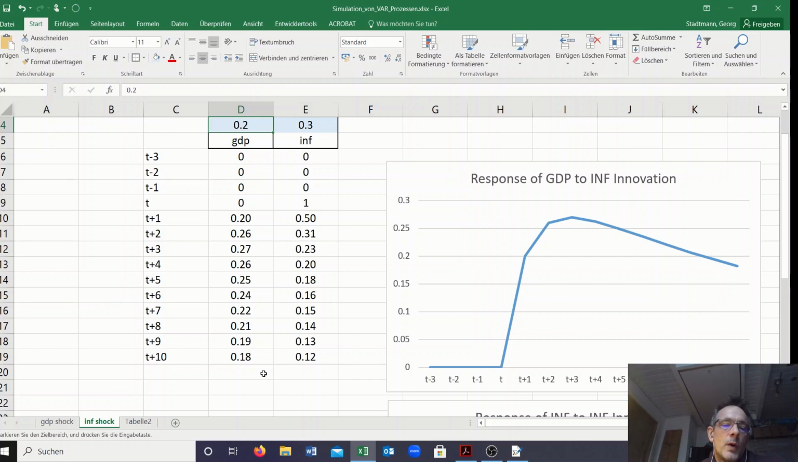So when we are done with scenario A, it's very easy to also simulate scenario B.